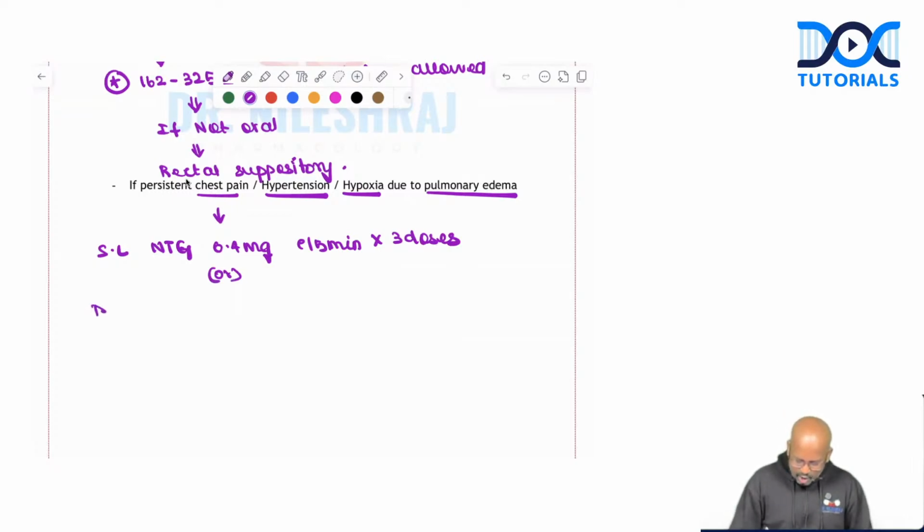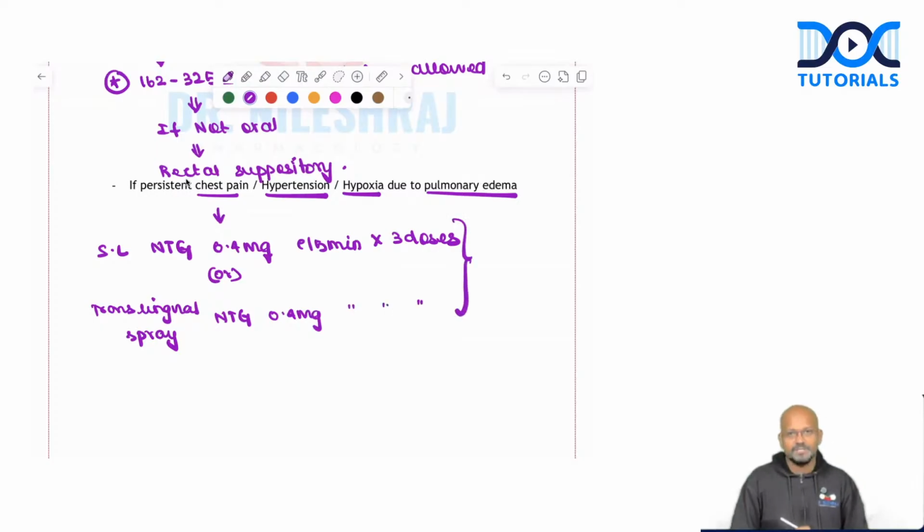Or we can opt for a translingual spray. We have a spray of NTG, nitroglycerin. Again, the same dose, 0.4 milligrams every 5 minutes, up to a maximum of 3 doses. Now, I have told you in which cases to give it: if the patient is breathless, or if the patient is hypertensive, or if the chest pain is still there even after administering earlier drugs, we have to administer this sublingual Sorbitrate in those cases.